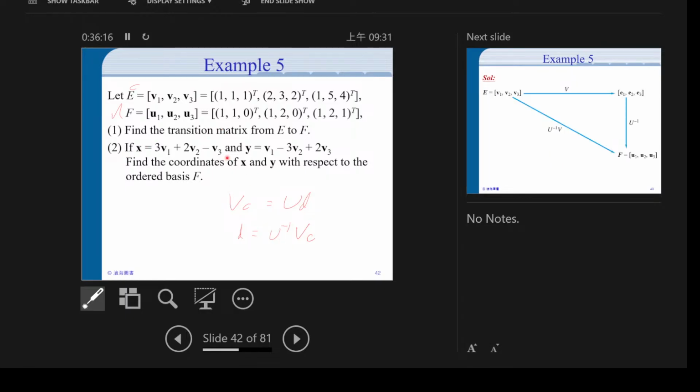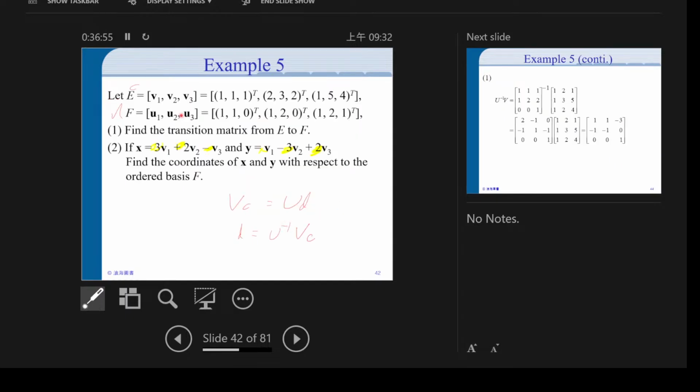And also then you have coordinates X and Y. So X and Y in turn have a coordinate in V, and then we want to find the coordinate in F. Here X is a linear combination of V, so we have a coordinate being 3, 2, and minus 1, and for Y we have 1, minus 3, and 2. And so we can just multiply with the transition matrix to get the coordinate in F.